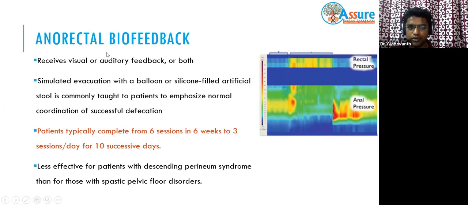Here you are giving auditory feedback, meaning you are telling the patient not to do this, and even visual. The monitor will be in front of the patient and he'll try to avoid the increase in pressure in the anus. Repeating the cycles, usually 6 sessions in 6 weeks or 3 sessions per day for 10 consecutive days is ideally prescribed, but there is no set protocol. This will help to come out of the dyssynergia. The results are very good.